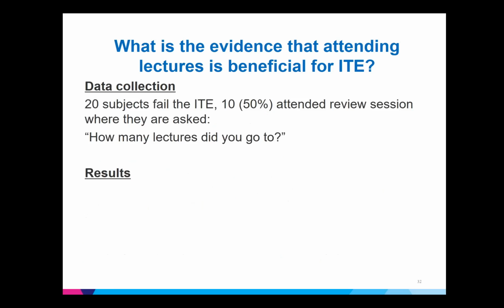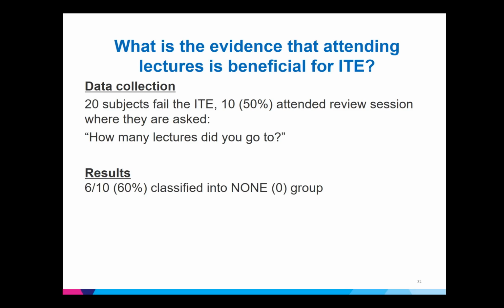So you're collecting the data, you only get 20 people that failed the ITE, and of those 20 that failed, only 10 attended this review session where you asked how many lectures they went to. So 50% of those that failed in your whole class were able to tell you how many lectures they went to. And you find that 6 out of 10 of those said that they didn't go, so you put them in the none group: they didn't go to any of the lectures or very few.